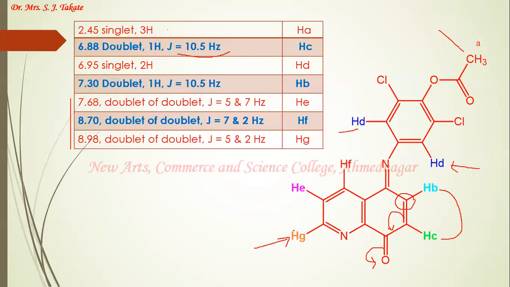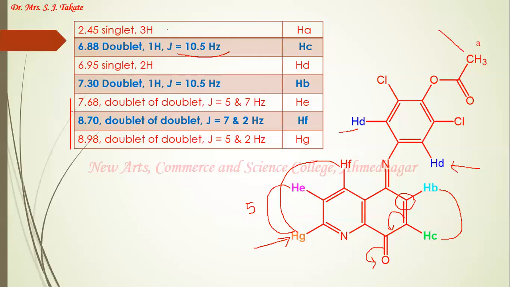Now why does it show a doublet of a doublet? Hg couples with He, it gives me one doublet, and Hg couples with Hf, it gives me another doublet. So it is a doublet of a doublet. But what about the coupling constant values? Hg couples with He with a 5 Hertz coupling constant value. Remember, this part of the structure is a pyridine ring system, and the 2,3 bond of pyridine has more of the single bond character. Therefore, the coupling constant value is small. This is the 5 Hertz coupling constant value, and this Hg-Hf meta coupling is of 2 Hertz value.